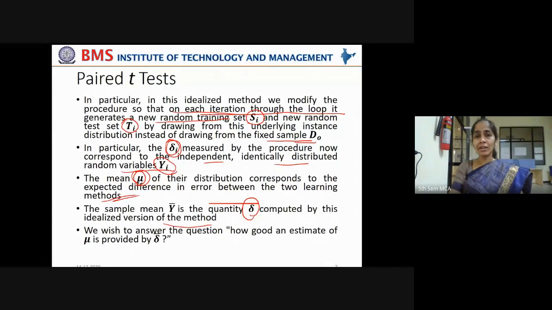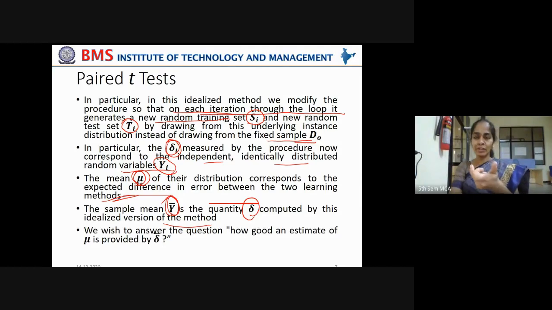Remember here, I'm not making K partitions. I'm just doing my experiments randomly. In that case, I'm getting one delta value each time. Now add up all those delta values, the differences in the errors of the learning algorithms, and you will get delta bar. Now the sample mean y bar is the quantity delta bar. What you're finding is the mean of the errors. So what is your parameter of interest here? Errors. When you are finding the mean of the errors, it is nothing but y bar, right?